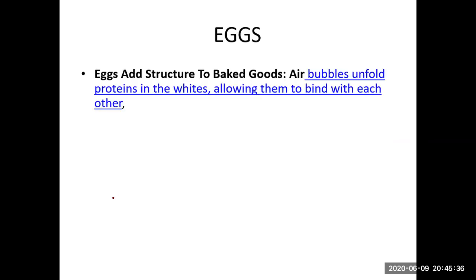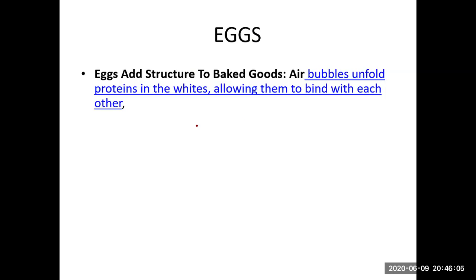Then our next important ingredient is eggs. There are lots of functions of eggs in baking, and it's a very important ingredient. First of all, it adds structure to baked goods. So how does it add structure? When we beat egg white as a foam, air bubbles unfold the proteins in the white, allowing them to bind with each other.